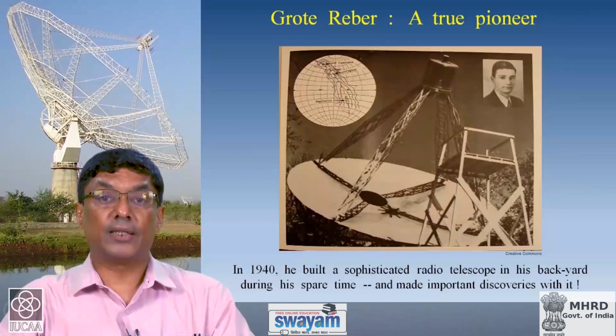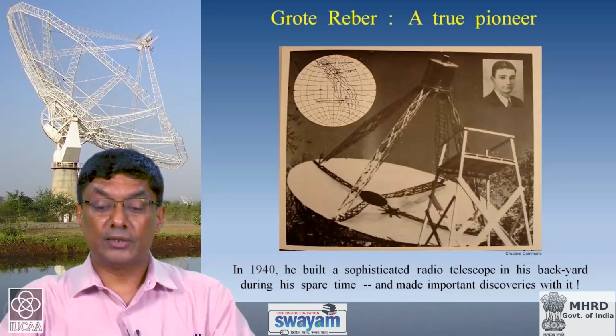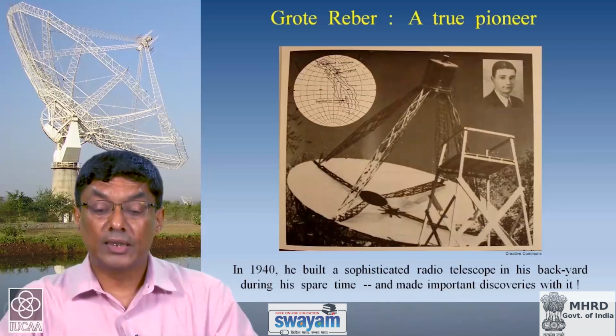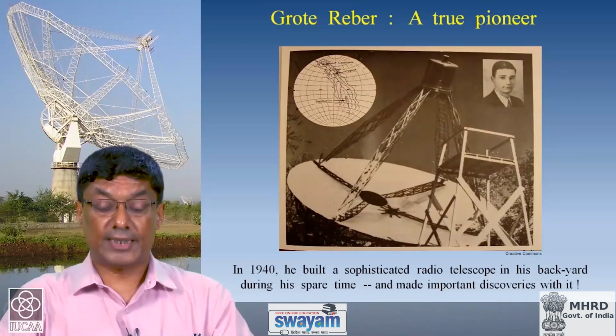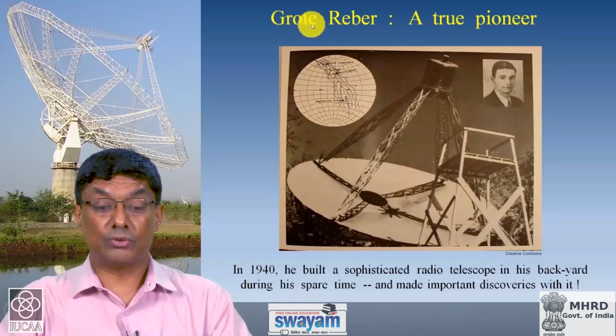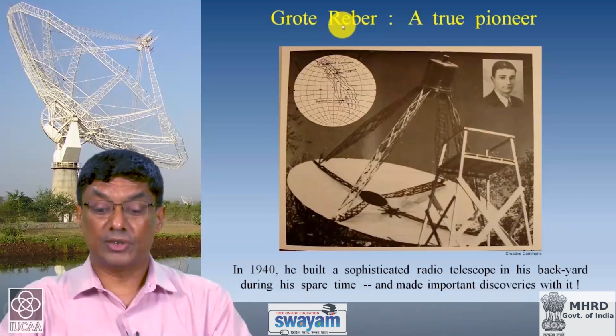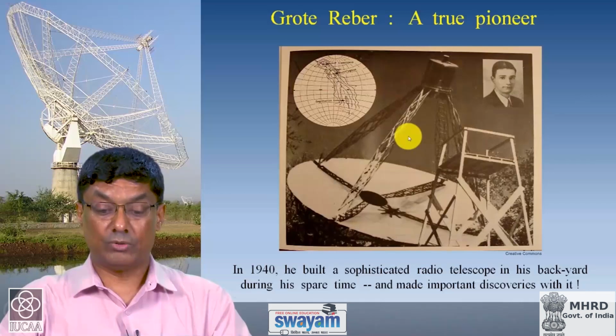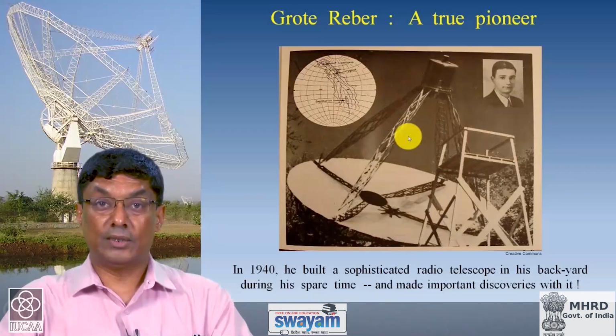Initially, it was pioneered by radio engineers, because they are the ones who understood the technique of how to build a radio telescope, a detector, and one of the true pioneers was Grote Reber, who was again an engineer working in Bell Labs, and in his spare time he built this antenna in his backyard, which looks a bit more like what we imagine when we think of a radio antenna.